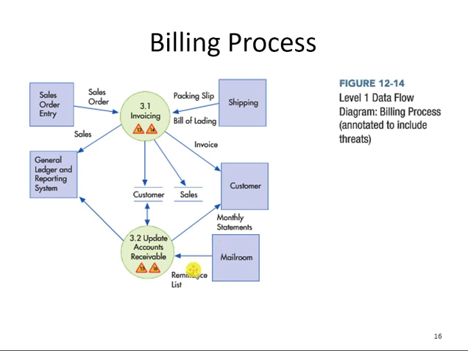And the document used to update the accounts receivable is a remittance list. When customers make payment, they send the remittance list. This comes from the mailroom, and we're going to use it to update the accounts receivable.